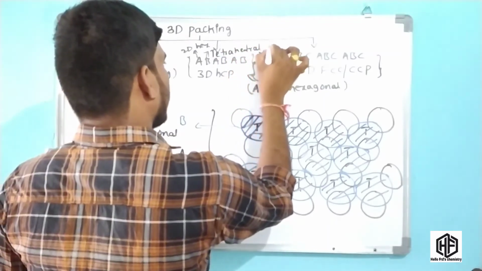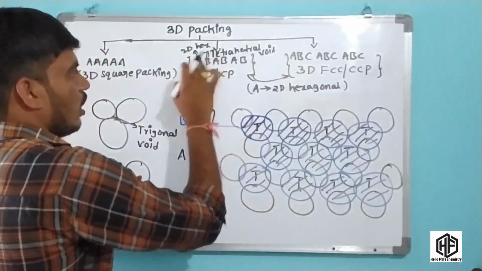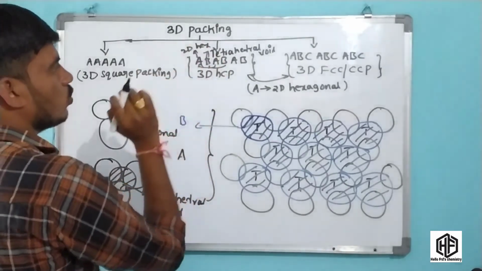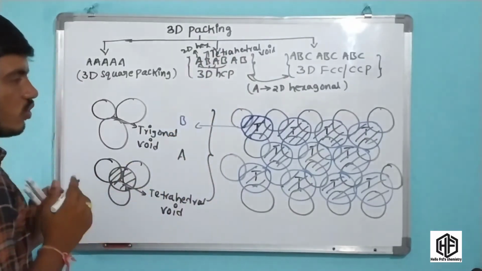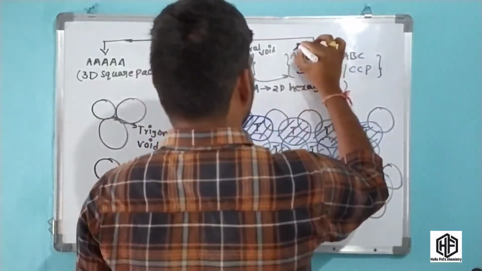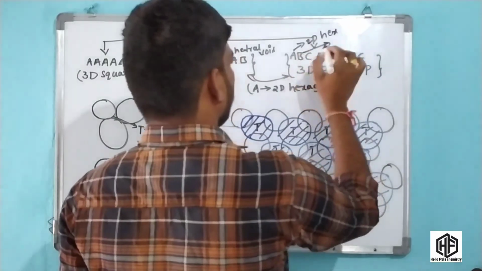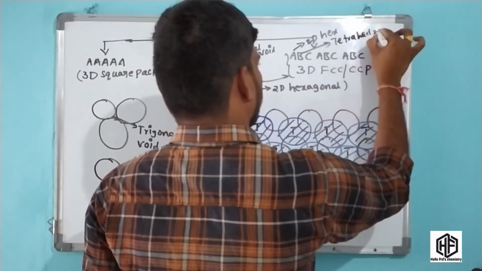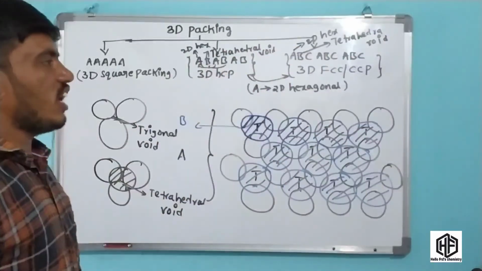Okay friends, the tetrahedral void is covered by atoms in an arrangement called the B type of layer. This A is the same arrangement as the two-dimensional hexagonal close packing, and this B is the arrangement covering the tetrahedral voids. Okay friends, now we will talk about three-dimensional. A is the two-dimensional hexagonal close packing, B is the tetrahedral void covered, and this C is where the octahedral void is covered.